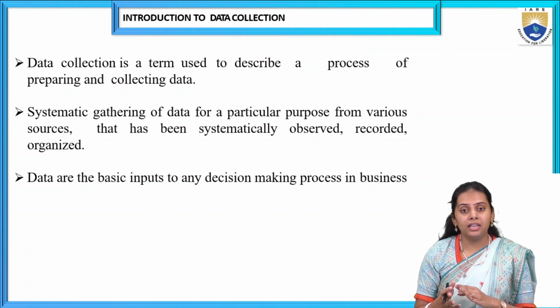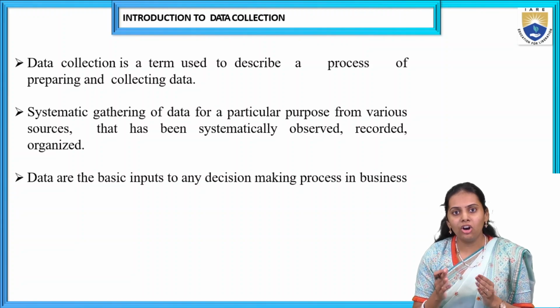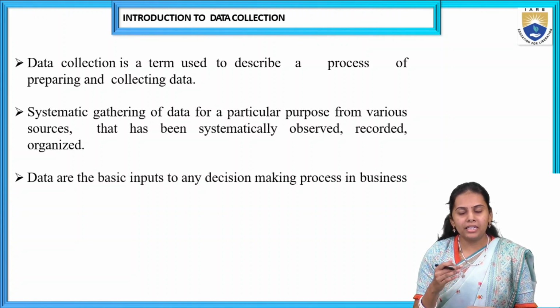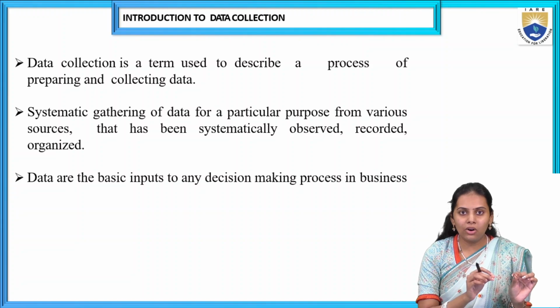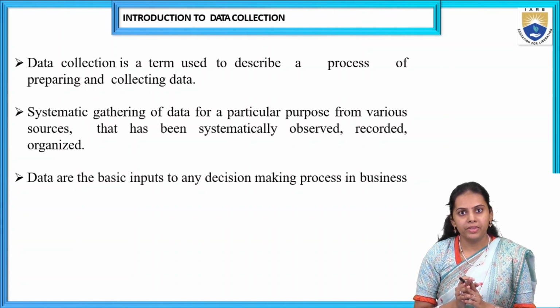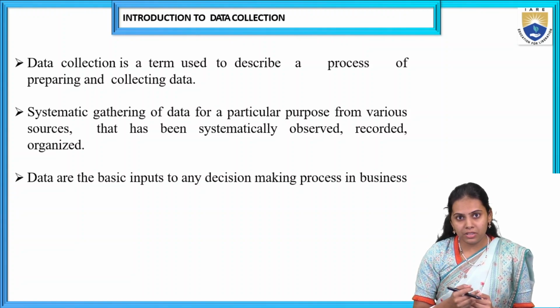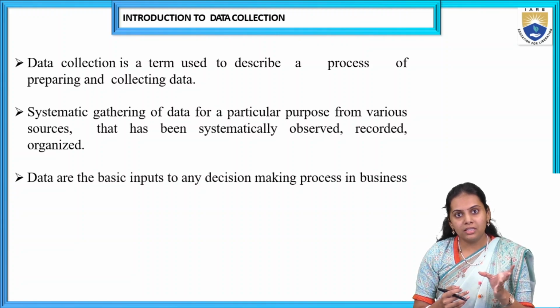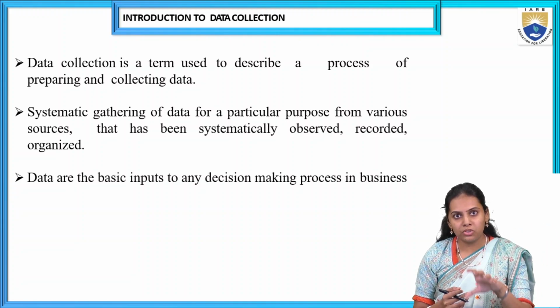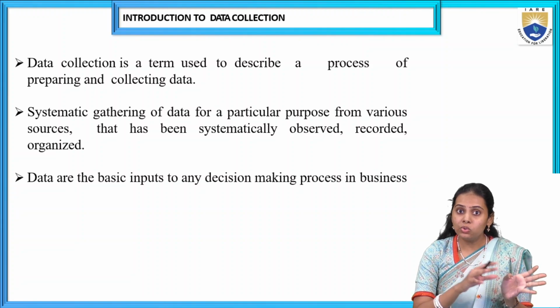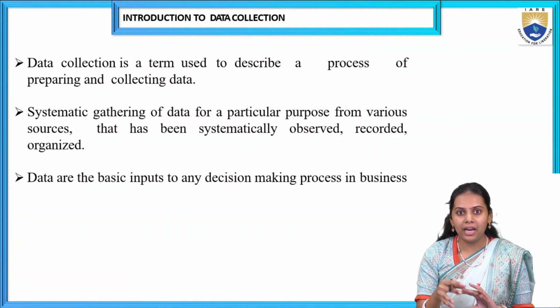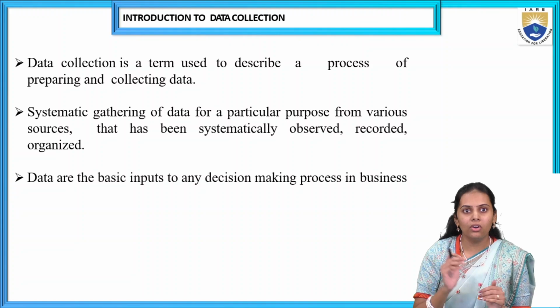And in which manner again? The systematic gathering of data for a particular purpose from various sources that has been systematically observed, recorded and organized. Well, on the collection of data also, these factors are very important. What was the purpose of collecting, what were the sources we are supposed to collect from, and where we use it to implement, in which manner, is it in an organized manner or not.